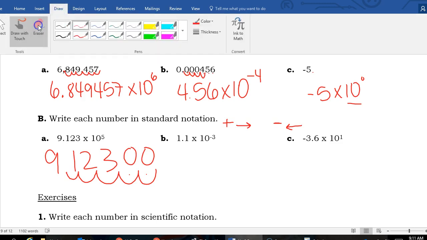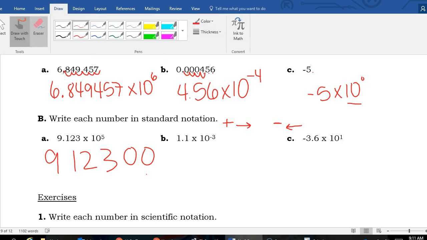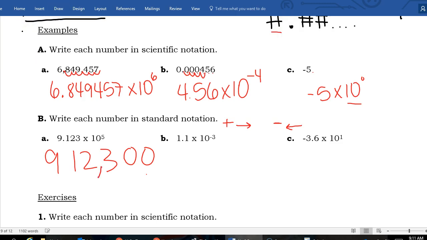So I'm going to get rid of this so I can try to figure out what this number is. 3 spaces, that is 912,300. Letter B, I have a 1.1. My decimal is here, and I need to move 3 spaces to the left. 1, 2, 3. My decimal now is here. I fill in these spaces with zeros.